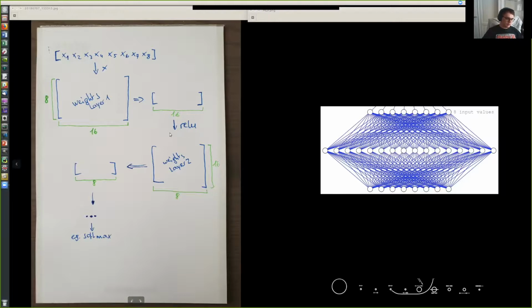Then you apply the rectified linear unit or any other activation function, and in the next layer you do the same. And then you have 8 neurons in this layer, and so on until you eventually have your output values. So just as a reminder, what's mathematically happening when you put numbers into a neural network.